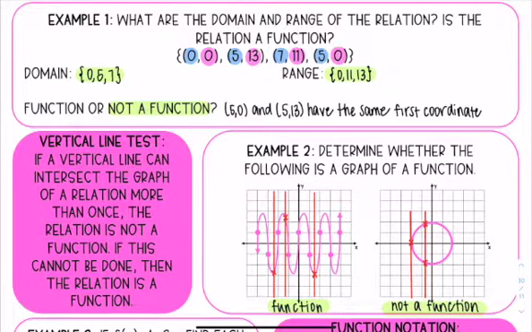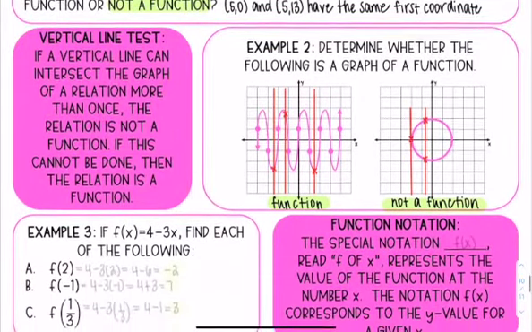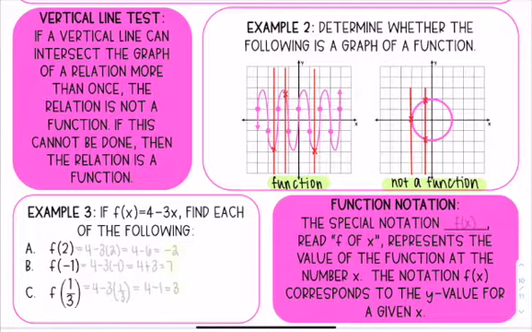Now, function notation is a special notation that we use, and it looks like this. And it's read f of x. And this represents the value of the function at the number x. The notation f of x corresponds to the y value for a given x. So let's look at example number 3. We have f(x) = 4 - 3x, and we want to find each of the following.